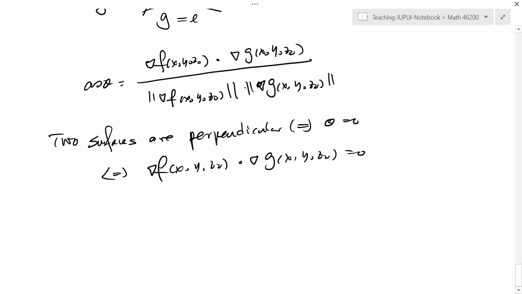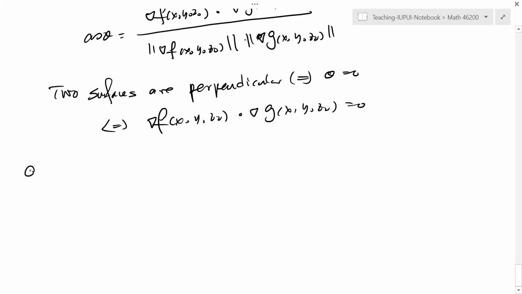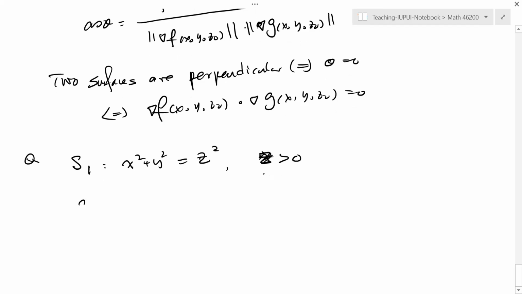Right, so now let's take a look at examples. S1 is going to be x squared plus y squared equals z squared. Here I assume that z is going to be positive, okay? So this is indeed a surface. S2 is x squared plus y squared plus z squared equals 1.